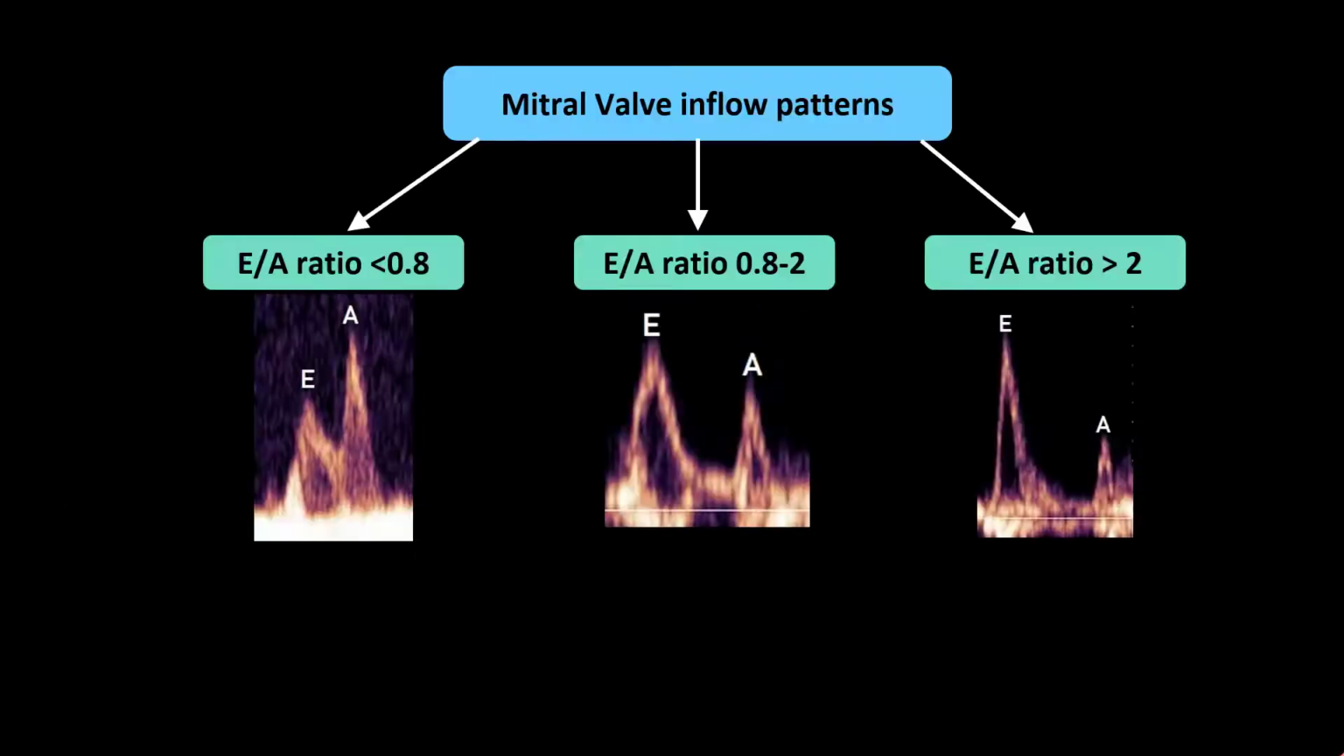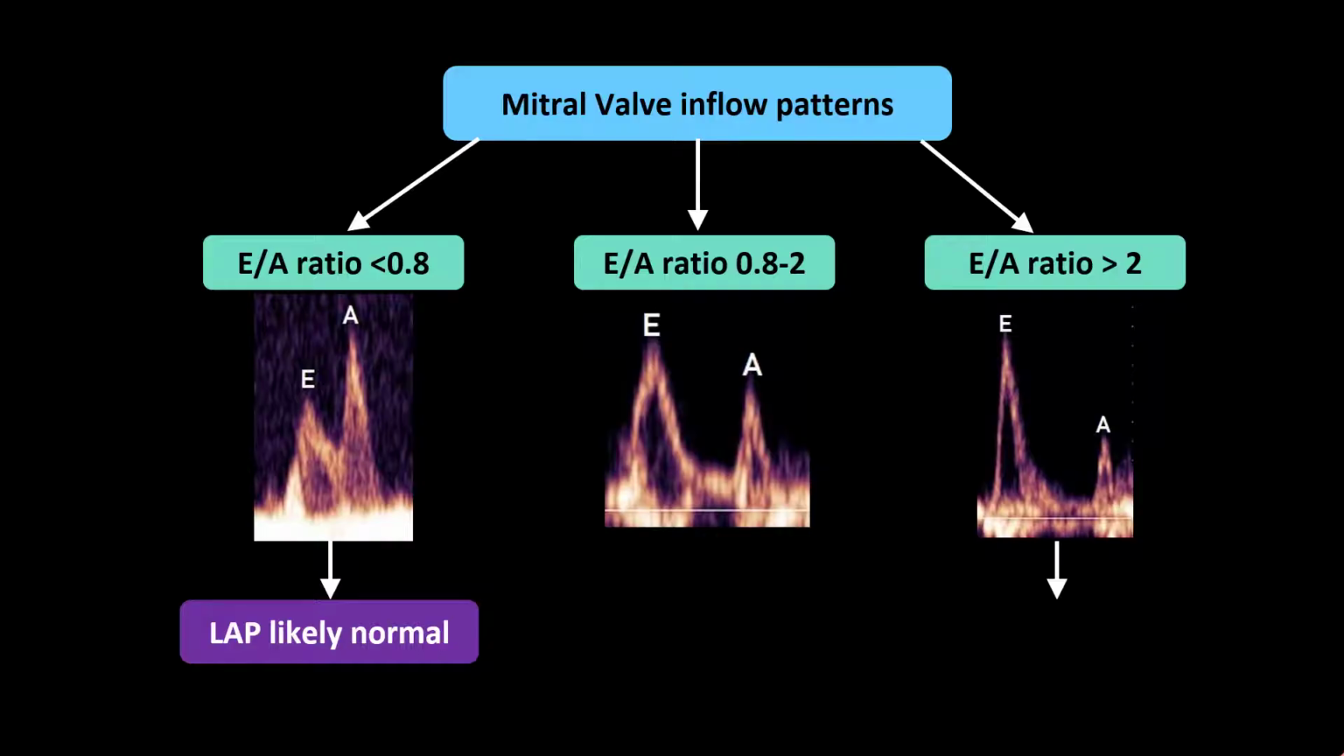Now, if for whatever reason you cannot accurately perform tissue Doppler to obtain an E prime velocity, fear not, because the E over A ratio can give you some insight into the LAP as well. So if you recall, as Mathilde mentioned, as your LAP increases, the E velocity also increases. Therefore, a low E to A ratio, particularly one that's less than 0.8, is usually indicative of a normal left atrial pressure. And a high E to A ratio, particularly over 2, is usually indicative of an elevated left atrial pressure.